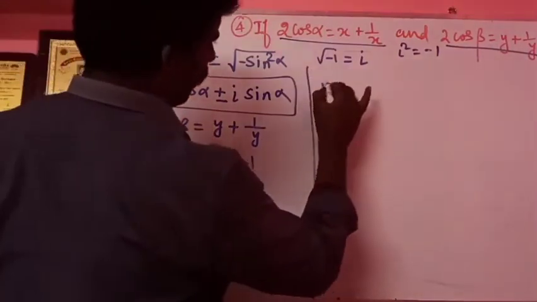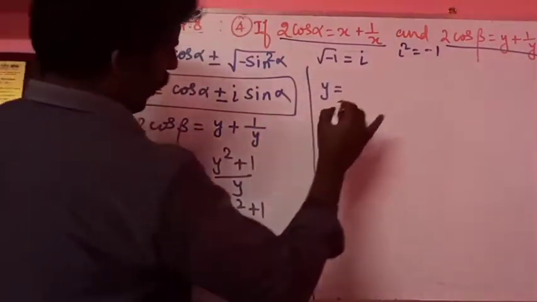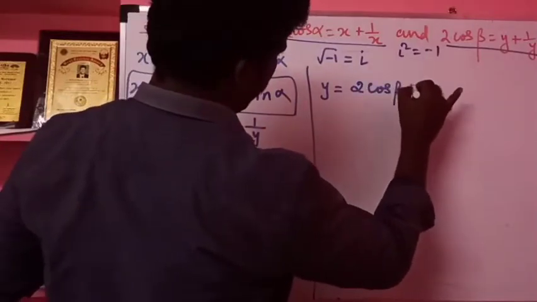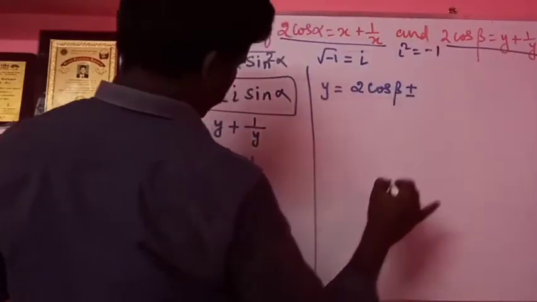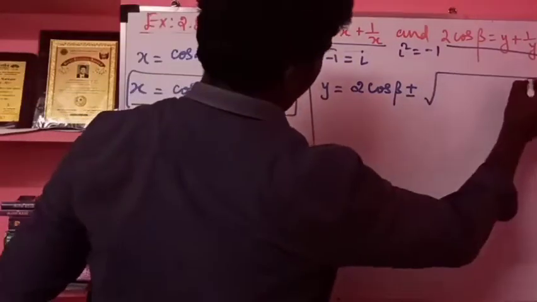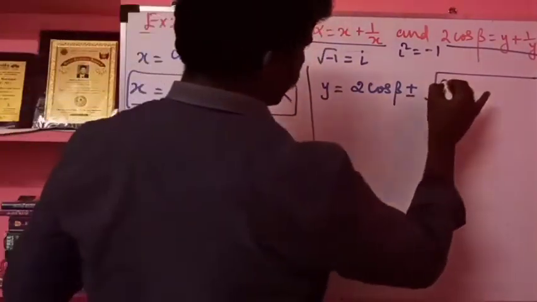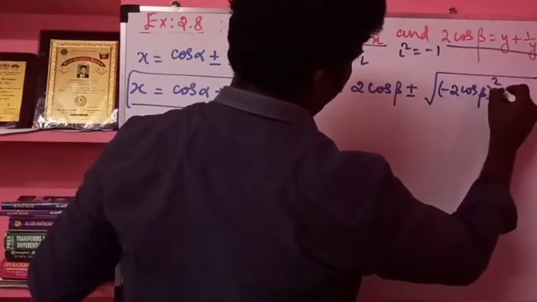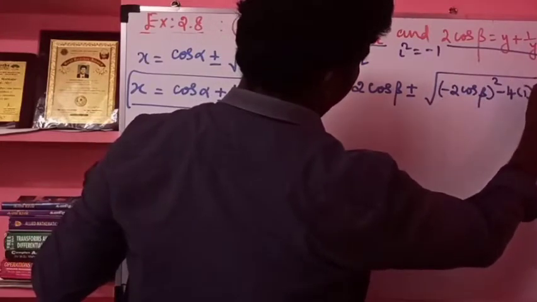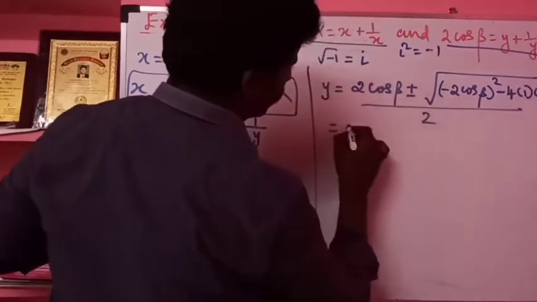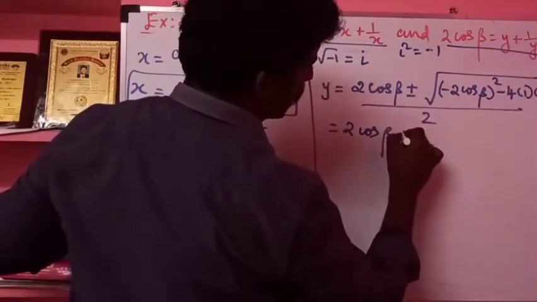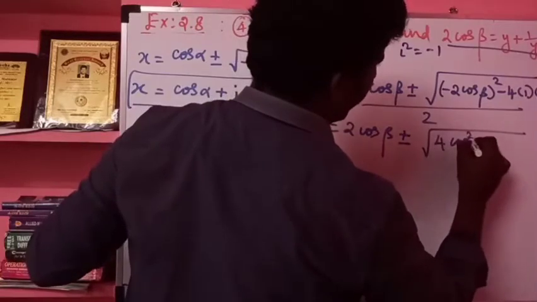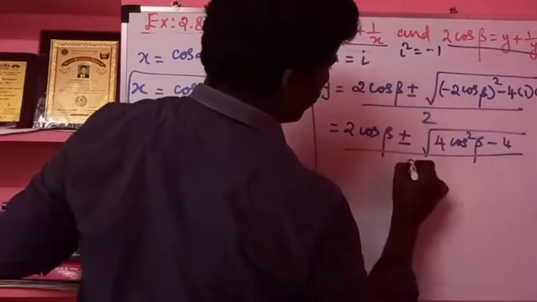Similarly, y is equal to minus b. So minus into minus, plus 2 cos beta, plus or minus, right? So this is root b square minus 4ac. So this is minus 2 cos beta the whole square minus 4ac by 2a, which is 2 cos beta plus or minus root 4 cos square beta minus 4 by 2.